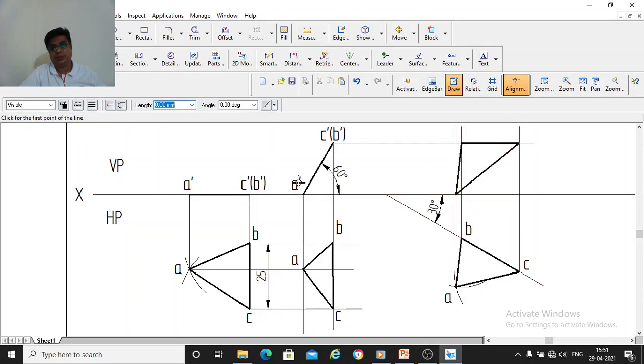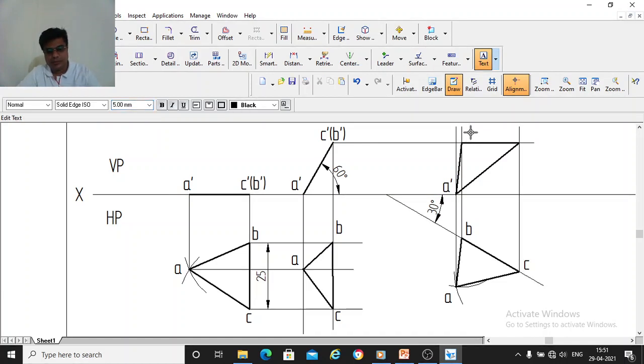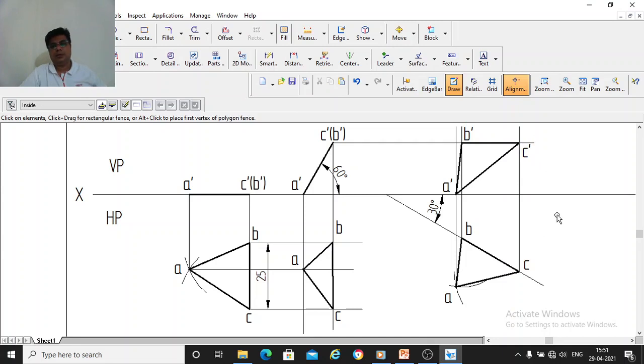So now this is your point A dash, so right here A dash, okay, and what is this point? This point will be B dash, so right here B dash. What is this point? This point will be C dash. So write them neatly so that they are visible neatly. Okay, so this completes your final solution.